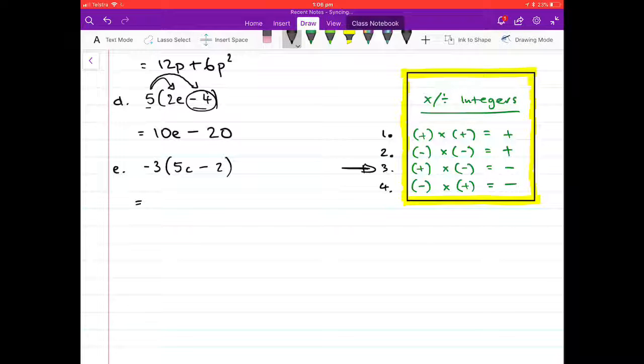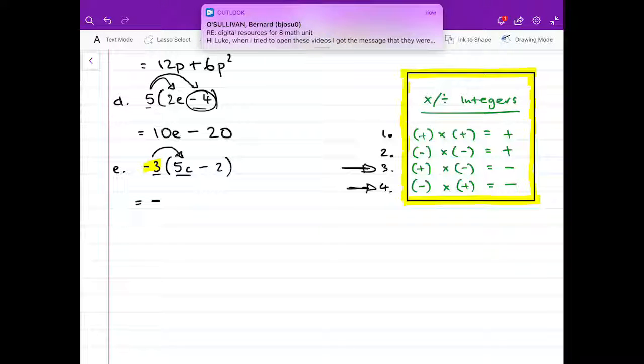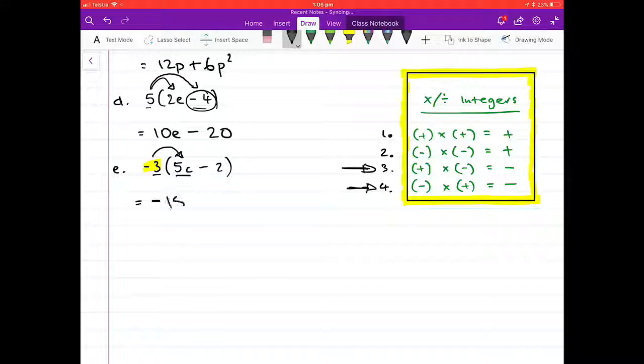The last one, something we haven't seen before, we've got a negative value outside here. So we've got a negative 3 times 5c. So a negative times a positive is going to be this one this time around, and that gets me a negative outcome. So negative, we know that to begin with. Then I can just look at the 3 lots of 5c, or 3 lots of 5 carrots, which is 15 carrots.